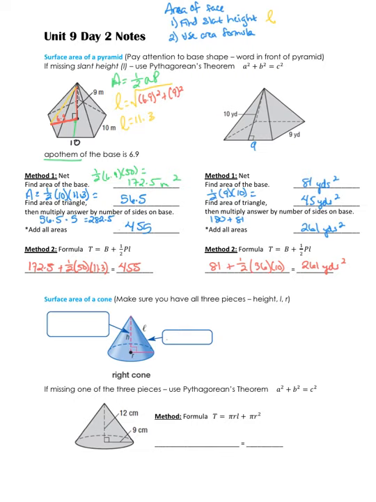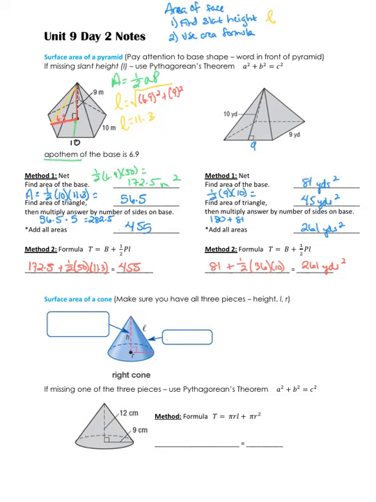It's so much easier. All right, last part we're going to do in today's notes, the last part is surface area of a cone. Okay, you've done surface area of a cylinder. You've done surface area of a pyramid, a couple of different types of pyramids. Now we're going to do surface area of a cone.